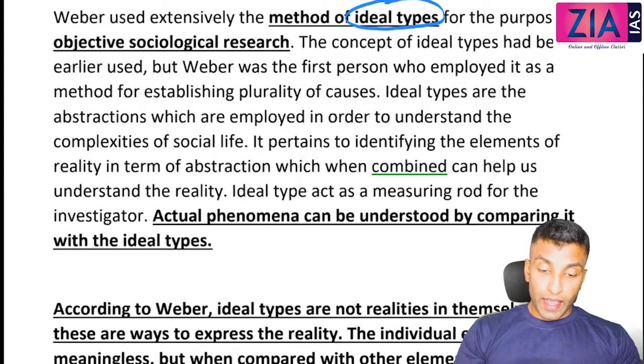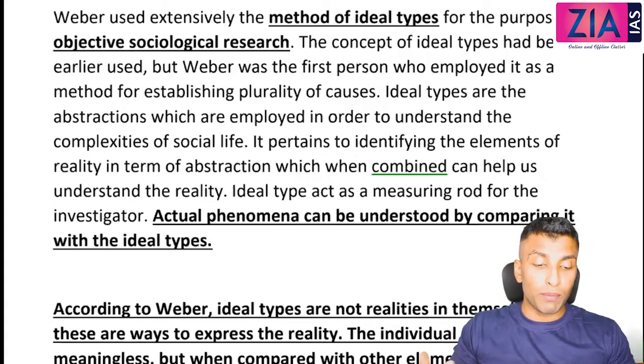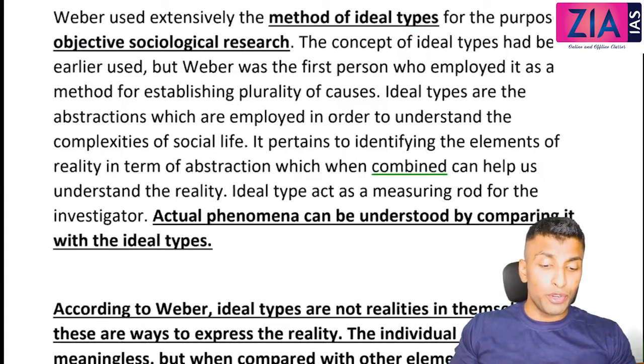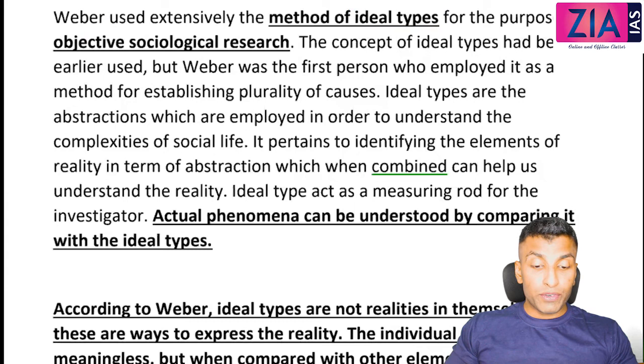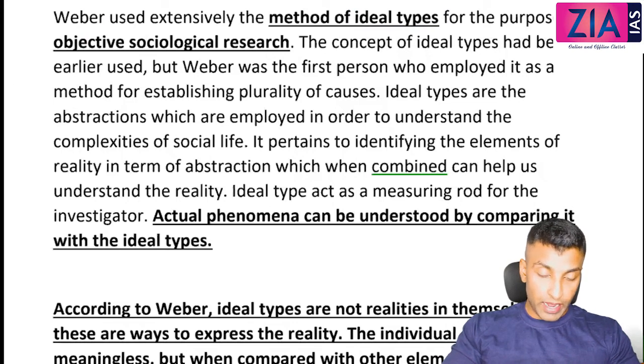And the concept of ideal types had been used earlier because it is a general type. There is no method here, right? It is all about regularity. Identifying regularity, how can it be a new method? It's not a new method. But Weber was the first person who employed it as a method for establishing plurality of causes in sociology.